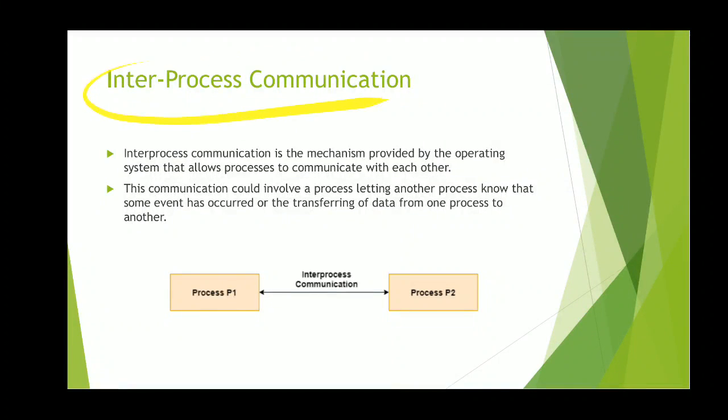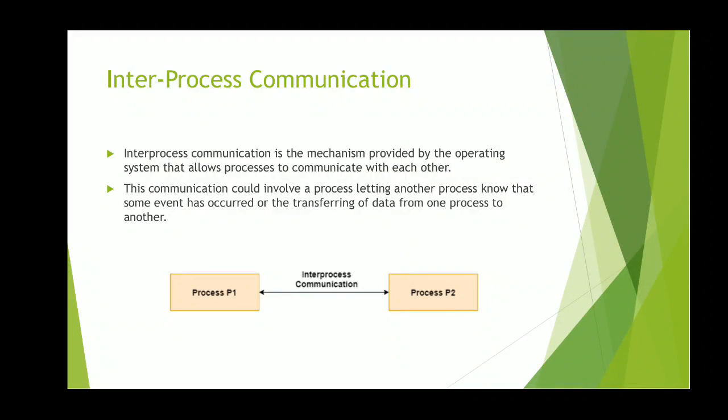Here I'm going to discuss inter-process communication. As its name implies, inter-process communication is a method through which two processes communicate with each other. Here you can see there are two processes, process P1 and process P2. Both are communicating through some mechanism, and this mechanism is called inter-process communication. The definition is: inter-process communication is a mechanism provided by an operating system that allows processes to communicate with each other.